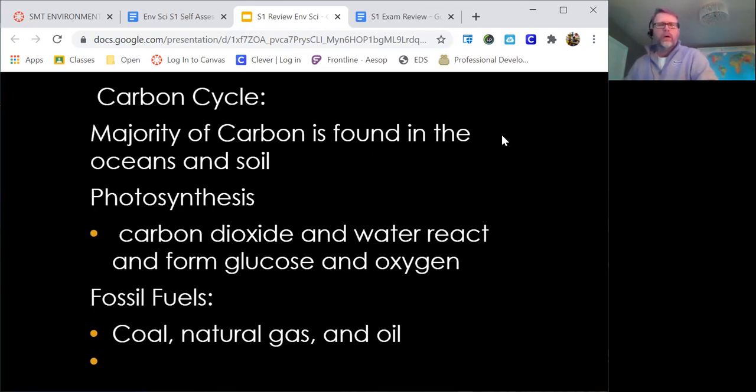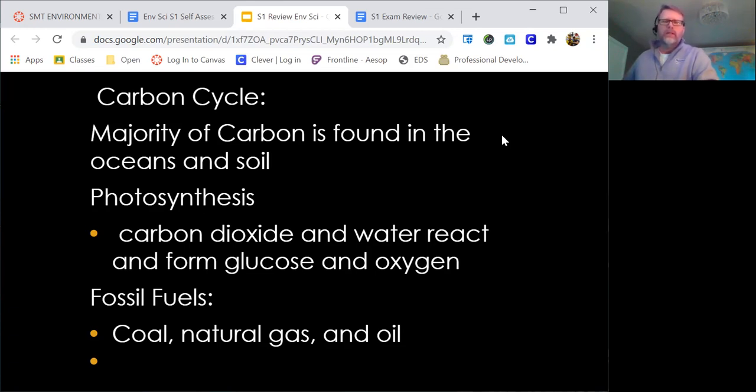So we already talked about the water cycle. Now we're talking about the other cycles. And this, by the way, was one highlighted by students asking for more details. In the carbon cycle, the majority of carbon is found in the oceans and soil. Okay, and photosynthesis is the key driver of the carbon cycle.